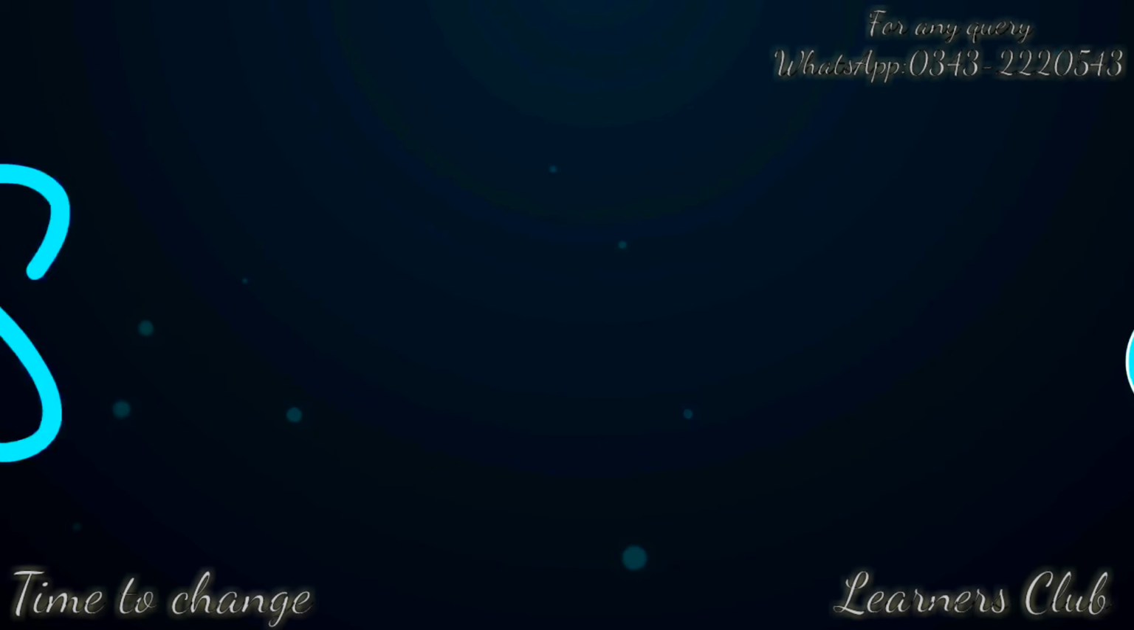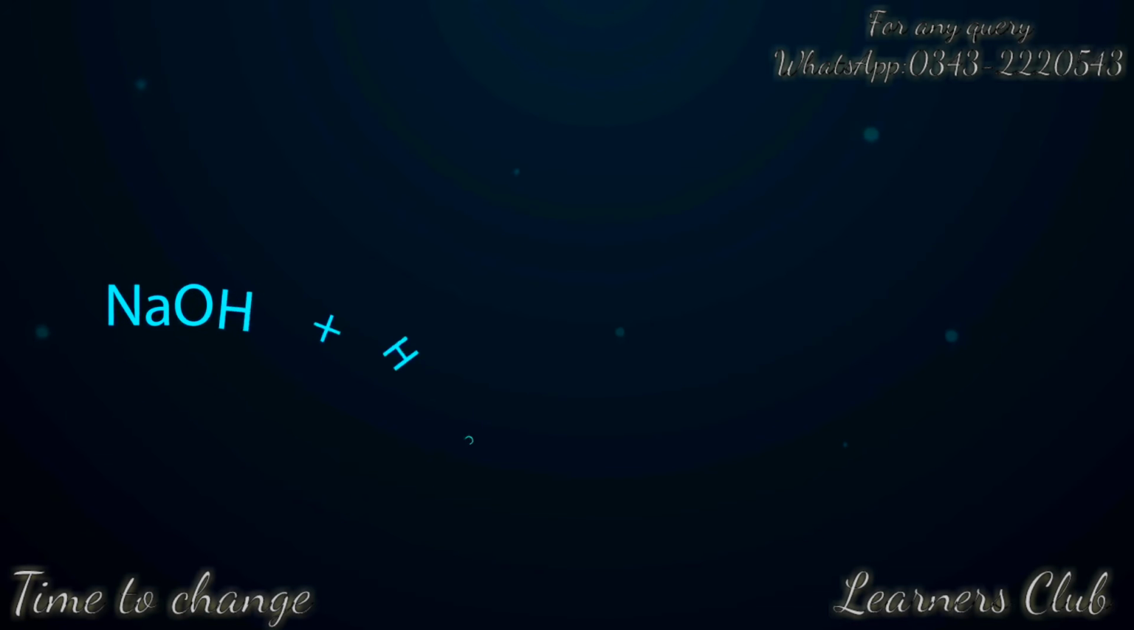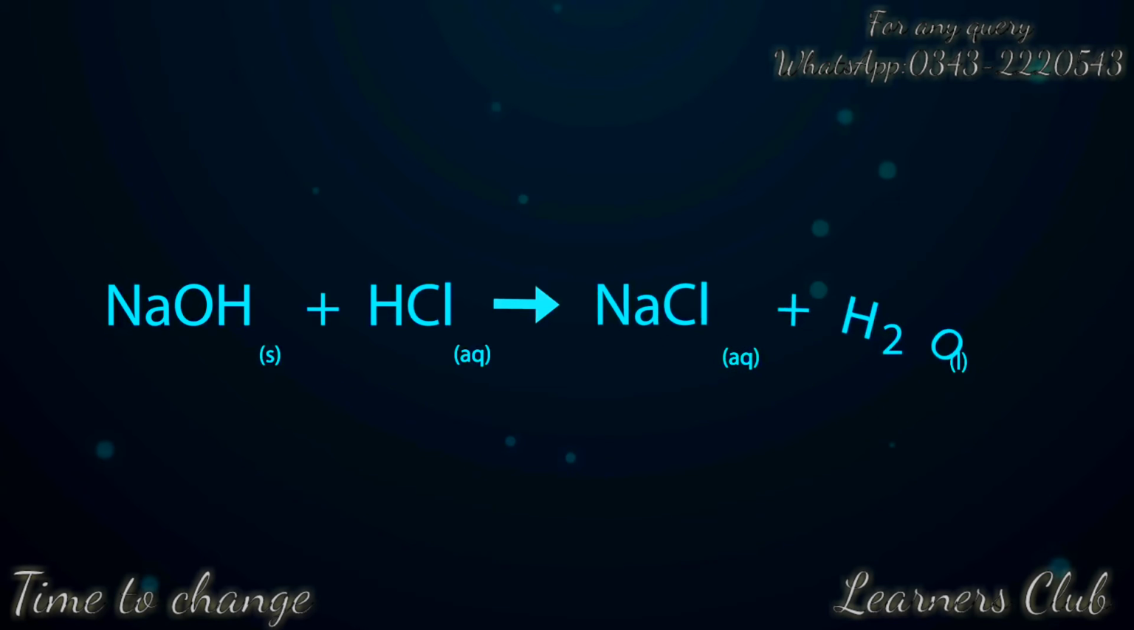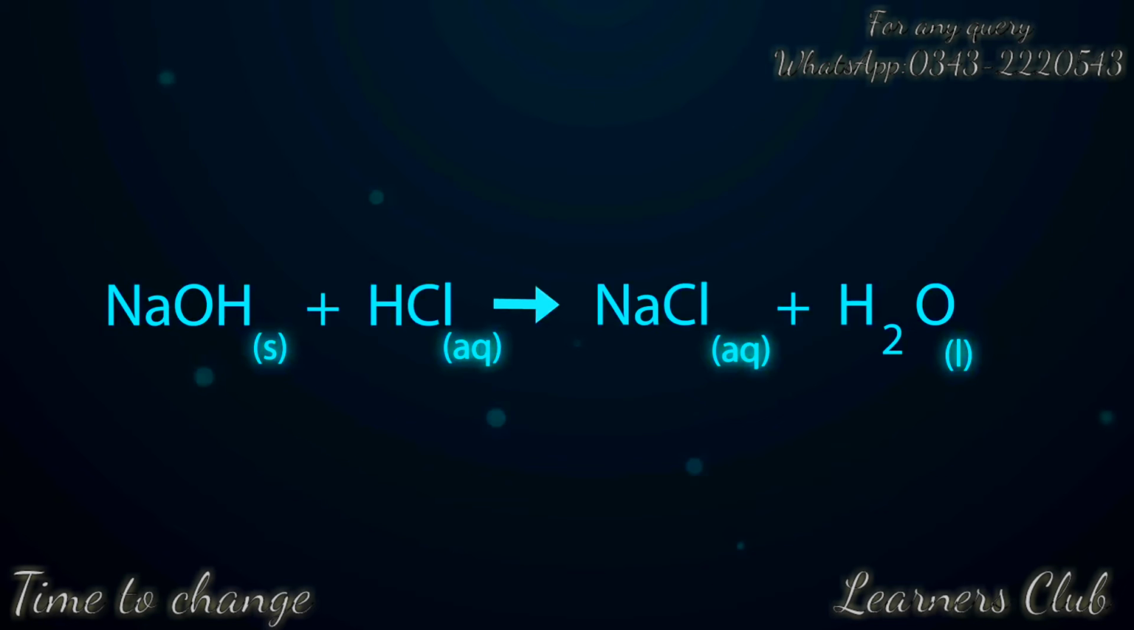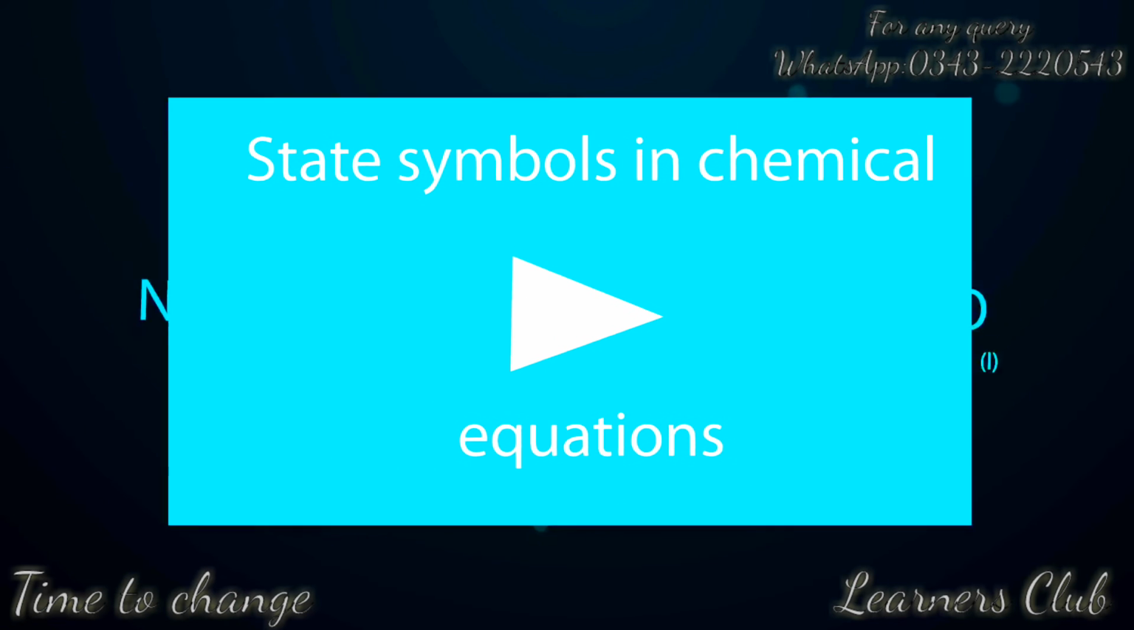So if we look at the neutralisation equation again, the symbol equation is written NaOH plus HCl as the reactants, then an arrow to indicate the irreversible reaction, which gives NaCl plus H2O as the products. The little letters in brackets are state symbols. They show the state of matter of each product and reactant, and this is covered in more detail in our lesson, State Symbols in Chemical Equations.